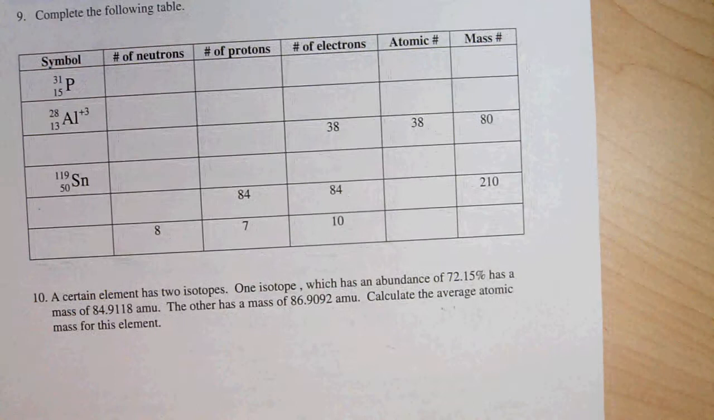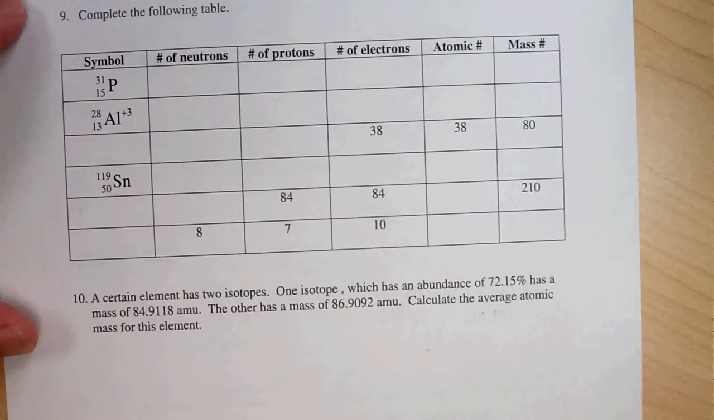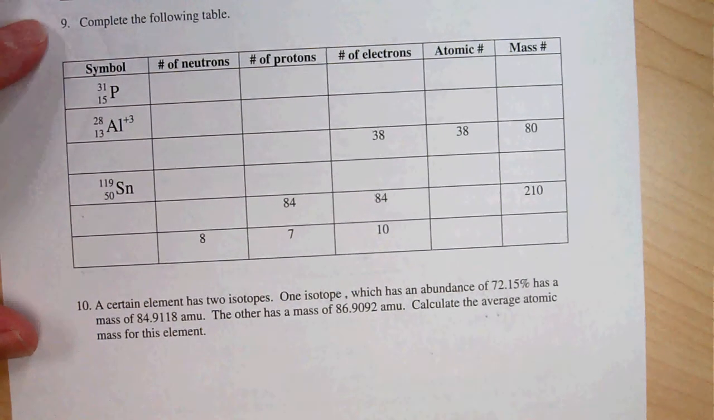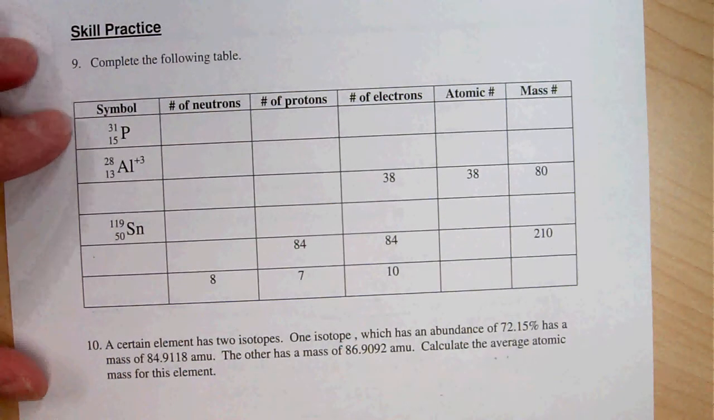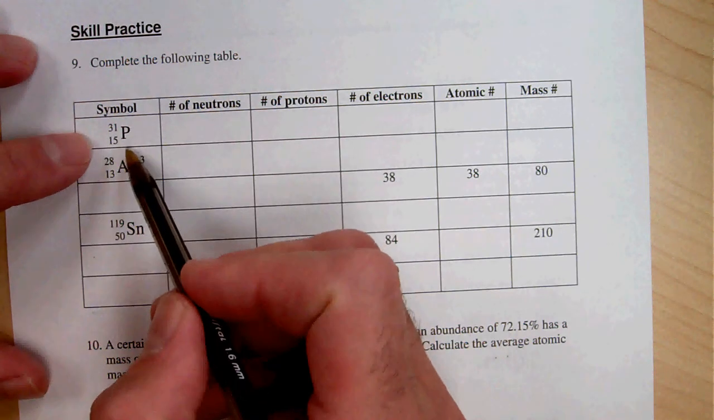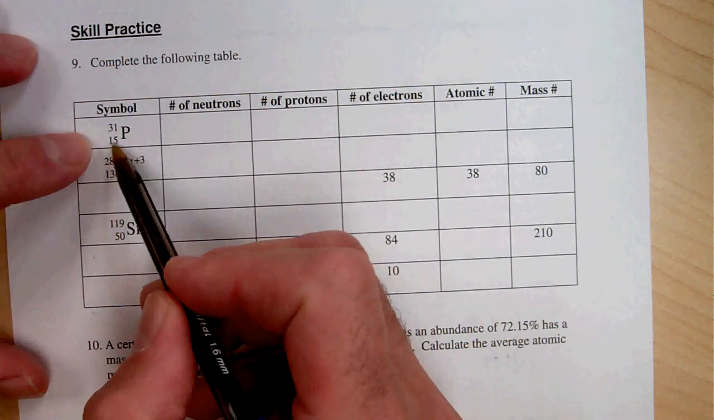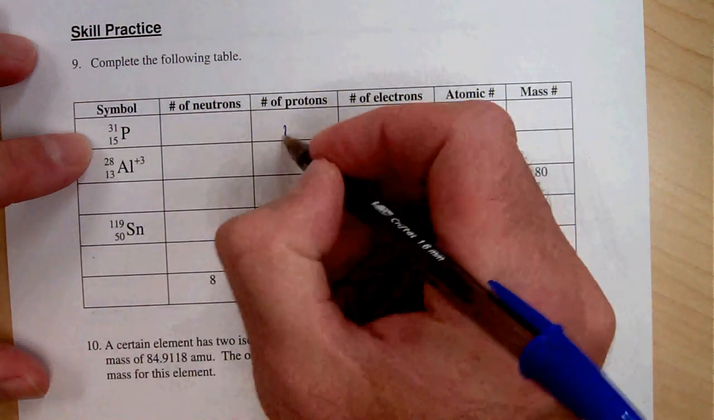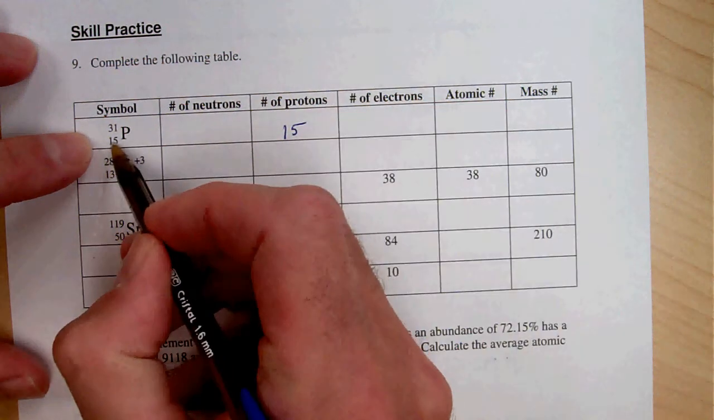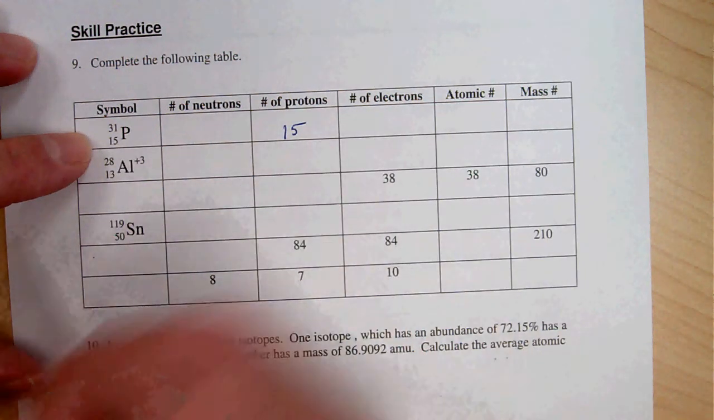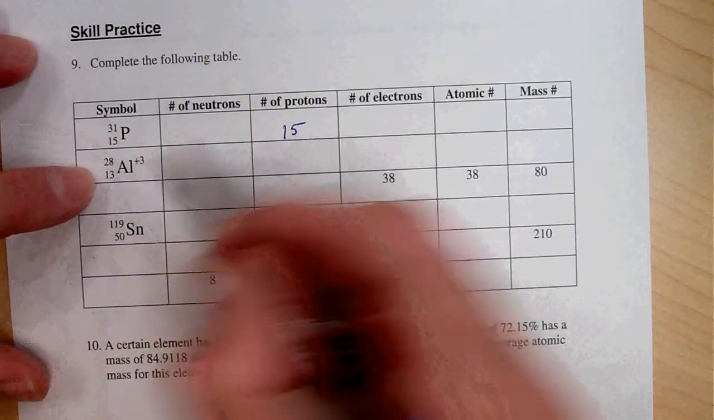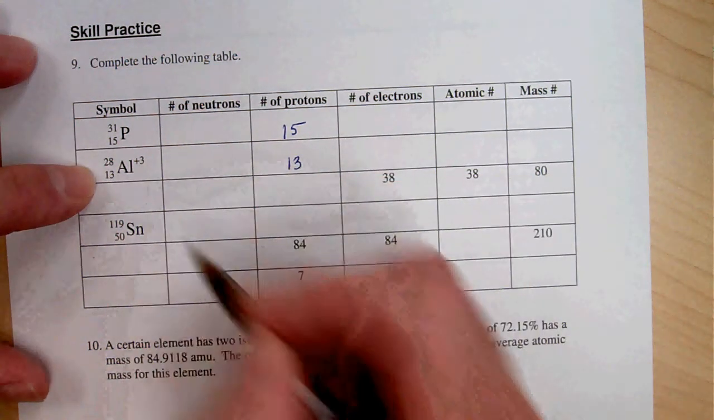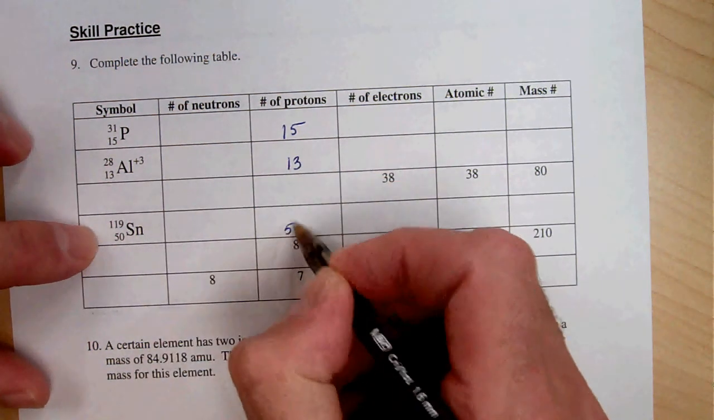All right, on the back here we have nuclear symbols to deal with. The easiest thing to fill in first when you look at a nuclear symbol is the number of protons, 15. It's always the bottom left number, the atomic number. Phosphorus is always 15. I'm going to fill this number in for aluminum as well. That's 13. For tin, it's 50.